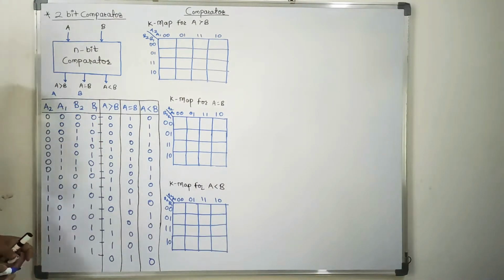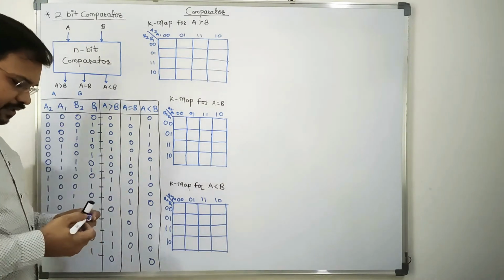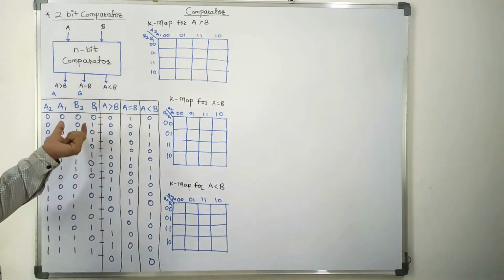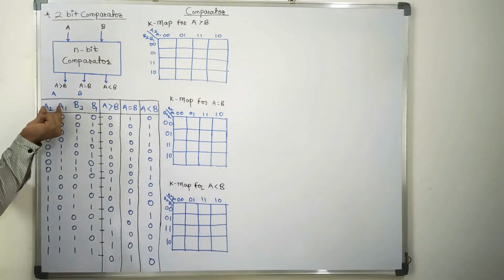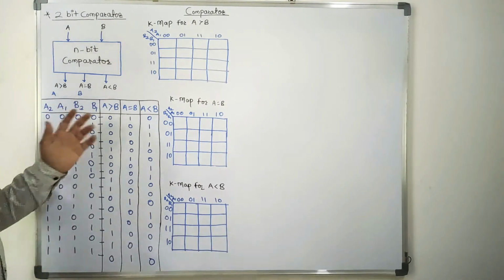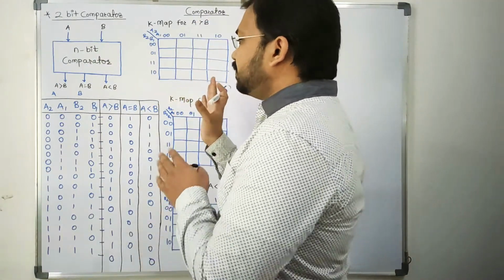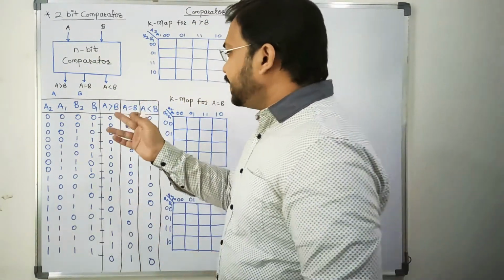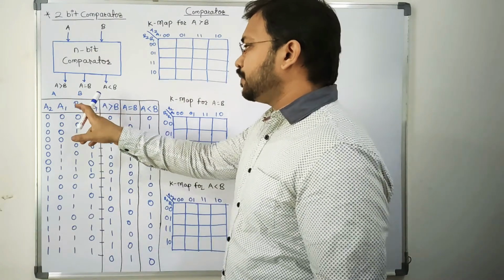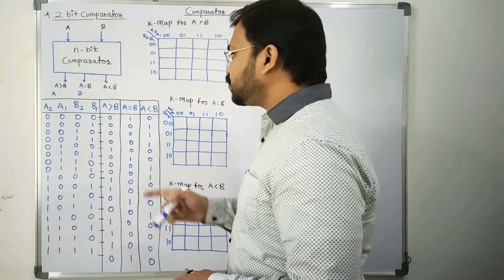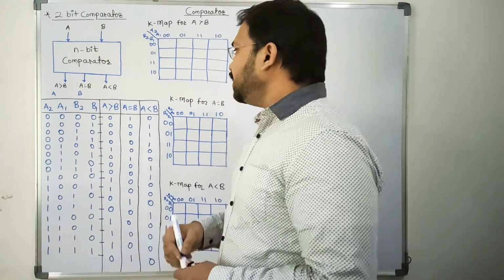In this way we can draw the functional table for the 2-bit comparator. Here we compare the 2 bits, that is a2 a1 with b2 b1. Now we have to draw the K-map, or find the function value for a is greater than b, a is equal to b, and a is less than b separately.